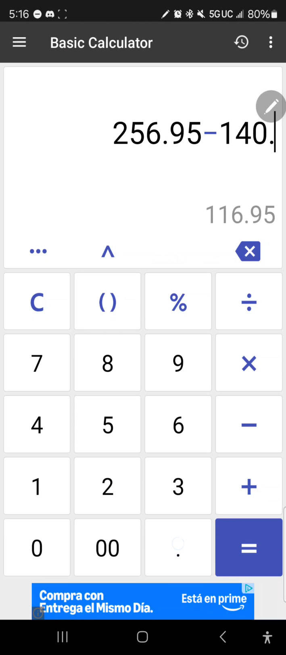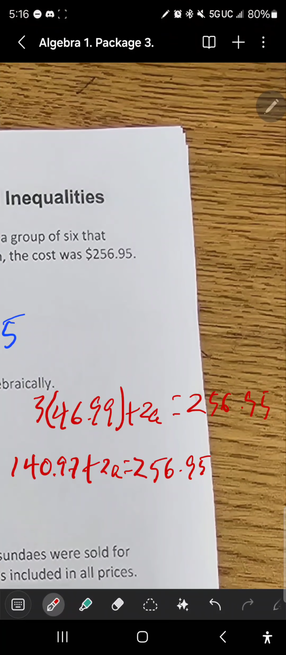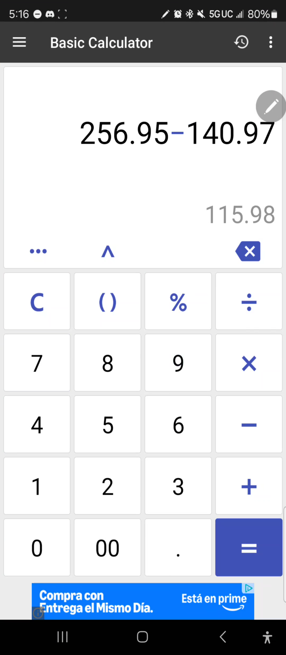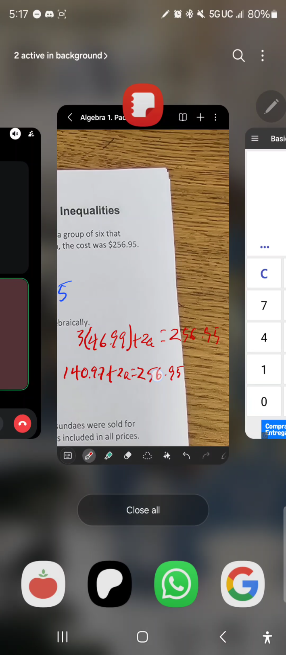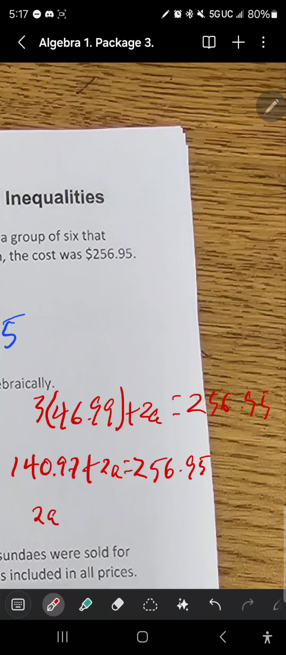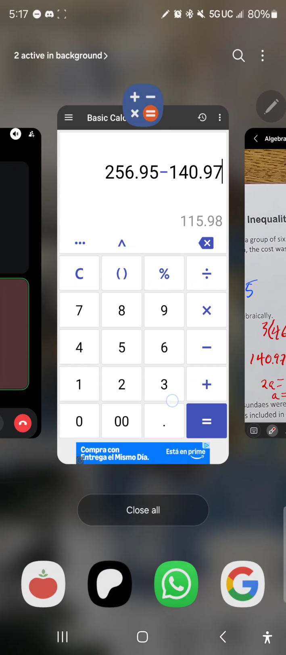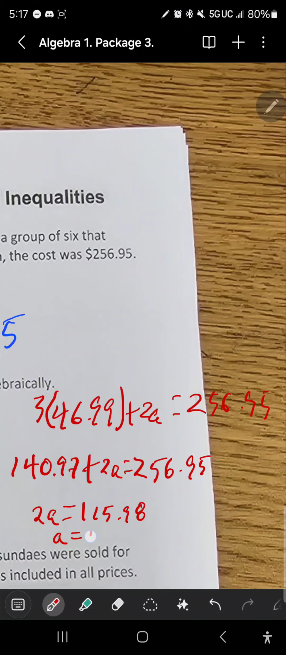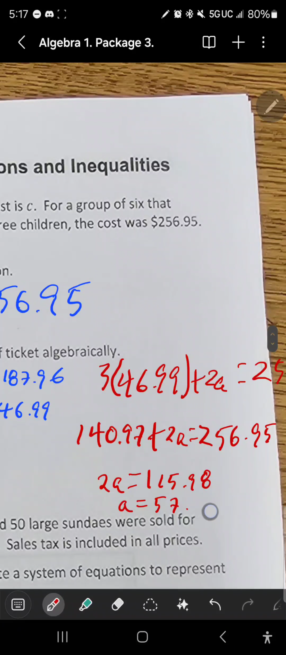256.95 minus 140.97, I get 115.98. So 2A equal 115.98. And I get that A, which is the cost for an adult, is going to be equal to 57.99. And here I have my two values.